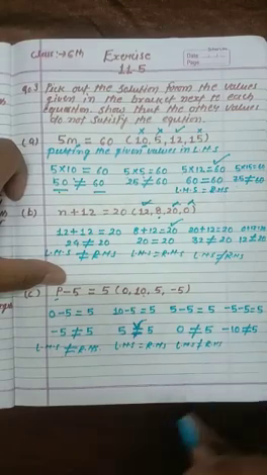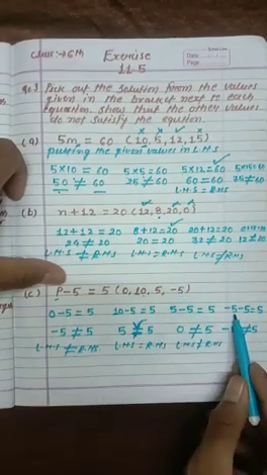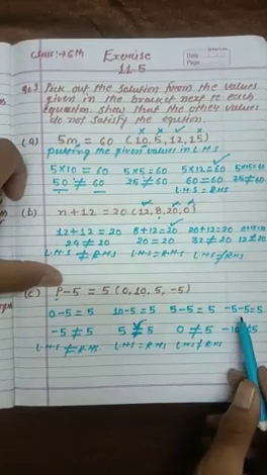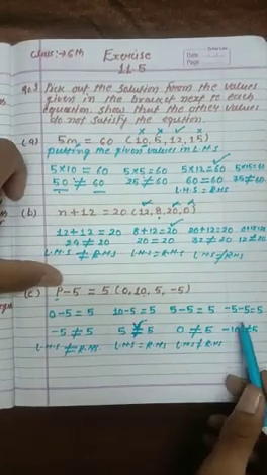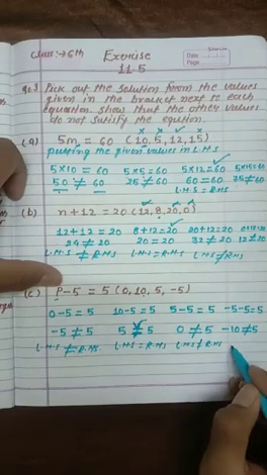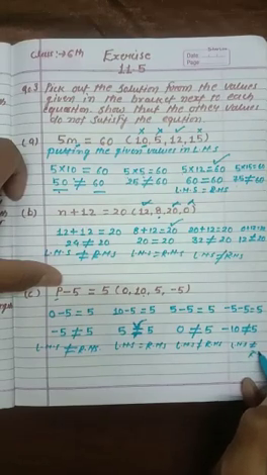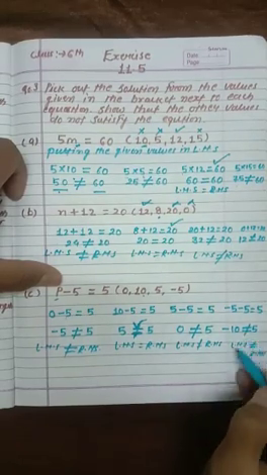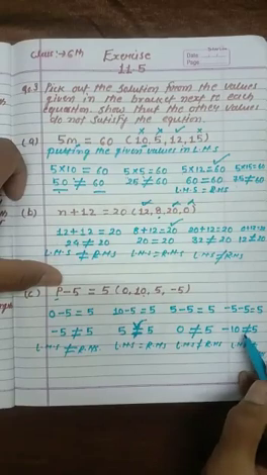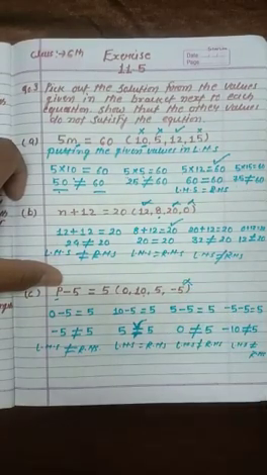So this is also not satisfying our equation. Similarly, if you put minus 5 at the place of p, it will be minus 5 minus 5, which is minus 10, and that is not equal to 5. So we can say that LHS is not equal to RHS. So in this equation also, this is not satisfying our equation.